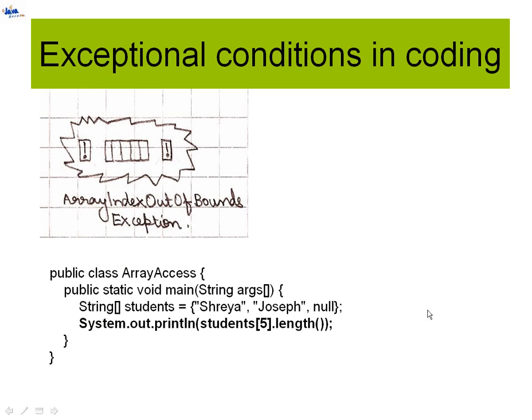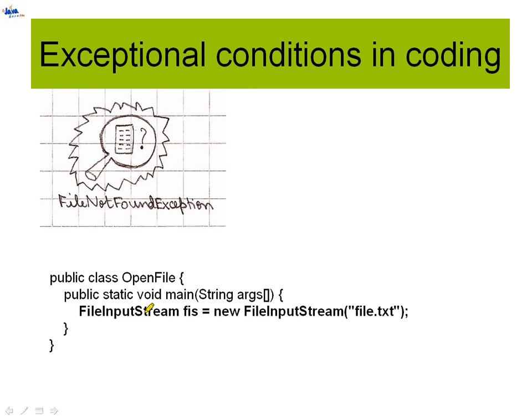So this is how you might see exceptions being thrown in code. The line which is bolded, I'll highlight it. So this line would throw an array index out of bounds exception because it's trying to access the array position which doesn't have a value. Then you talk about the file not found exception. Again, this is perhaps trying to access a file which doesn't exist.